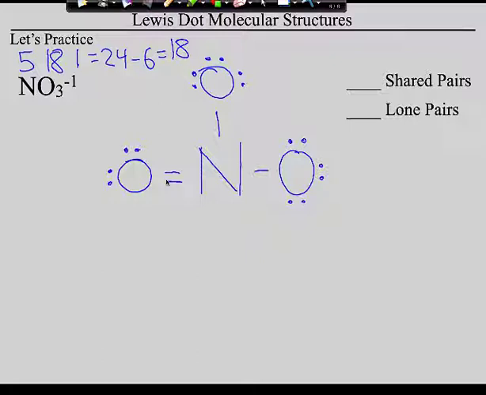Again, you'll be playing with these model kits right after Thanksgiving. But guys, this is what this looks like. Now there's 2 other, well, let's do shared and lone pairs. So central atom, how many shared pairs? 4. How many lone pairs? None.